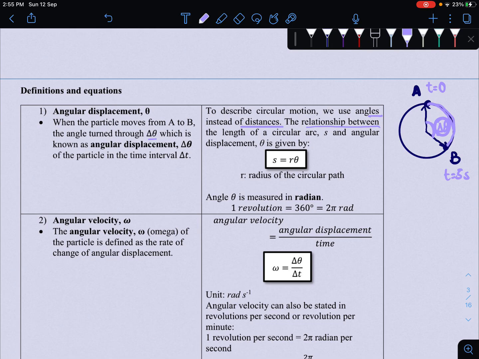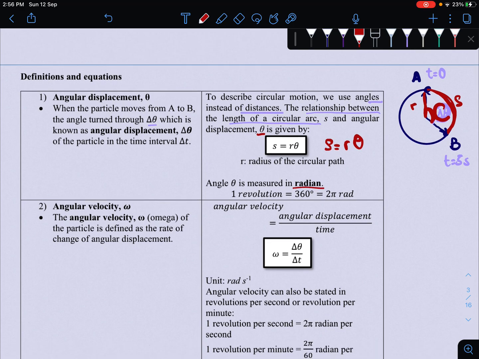The relationship between the length of an arc, what is the length of arc here? The length of arc is this part here. This is your length of arc, the S here. And the angular displacement theta is given such that how far you have traveled in distance, which is your S here, is equal to the radius of the circle multiplied by the angular displacement. So theta is measured in radian.